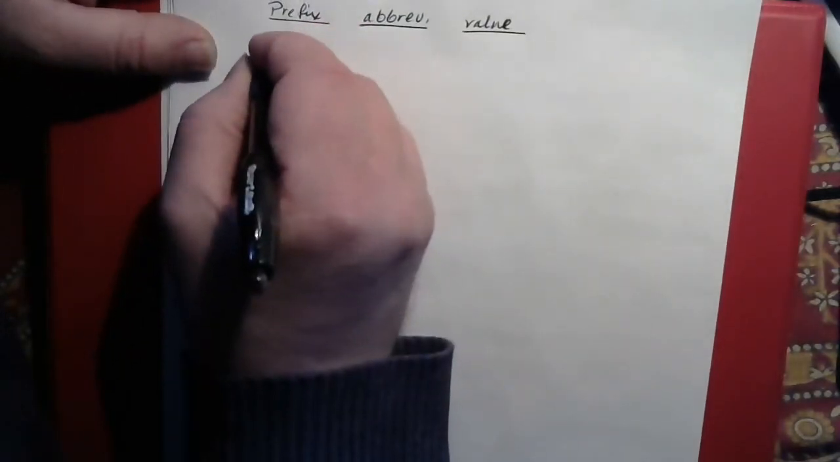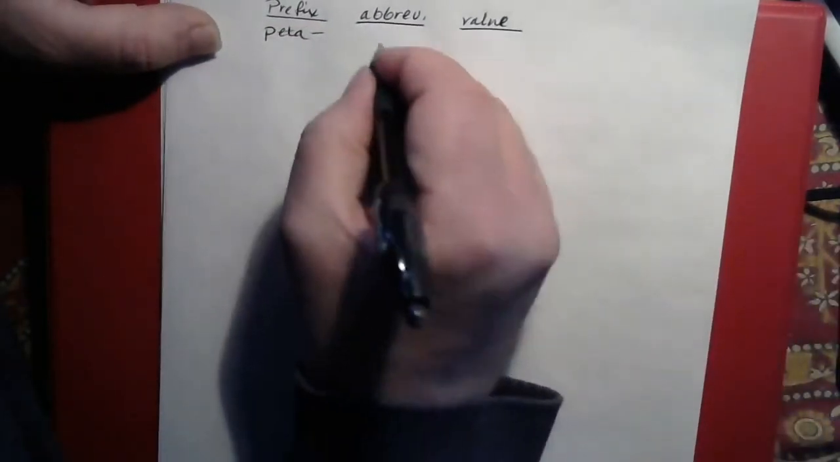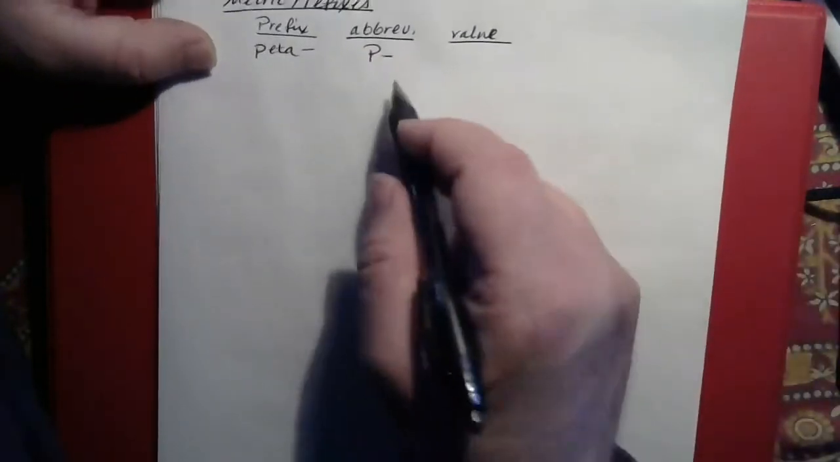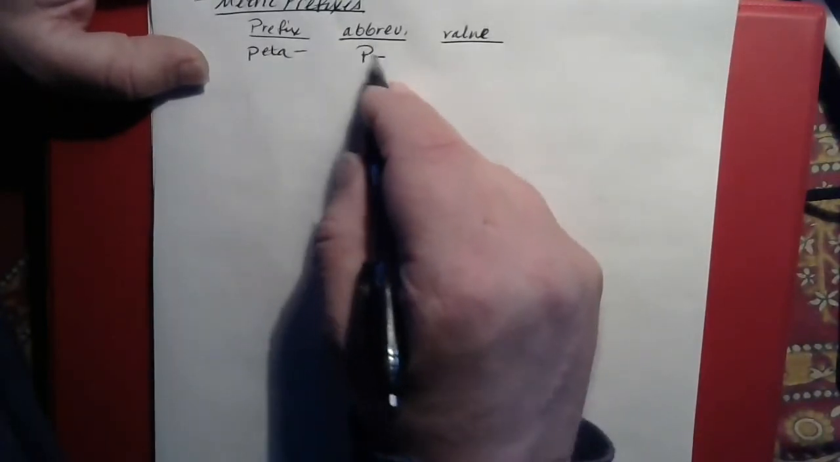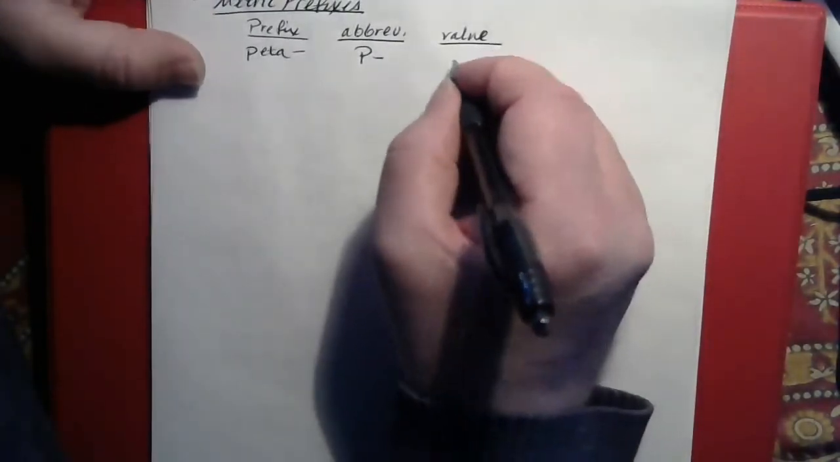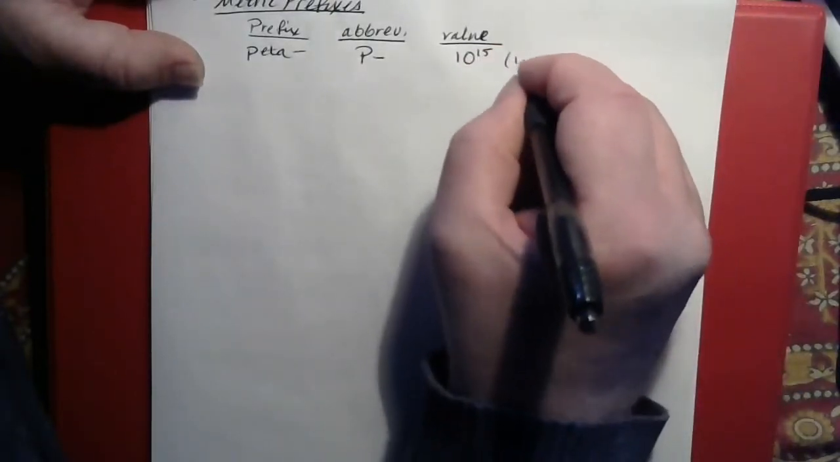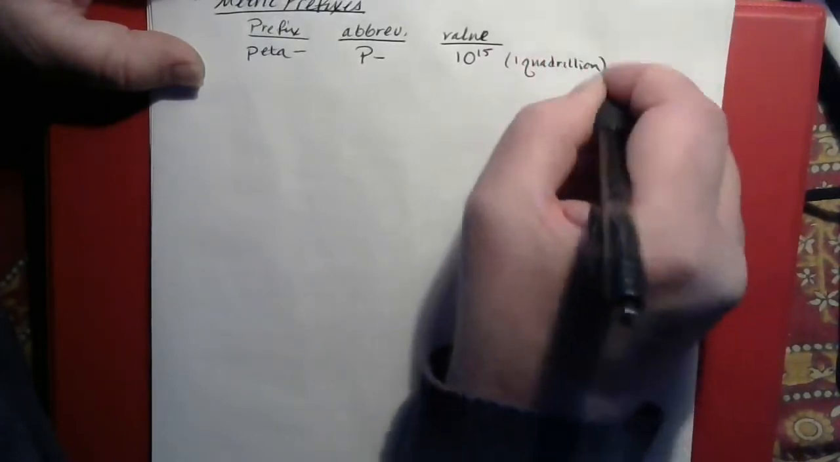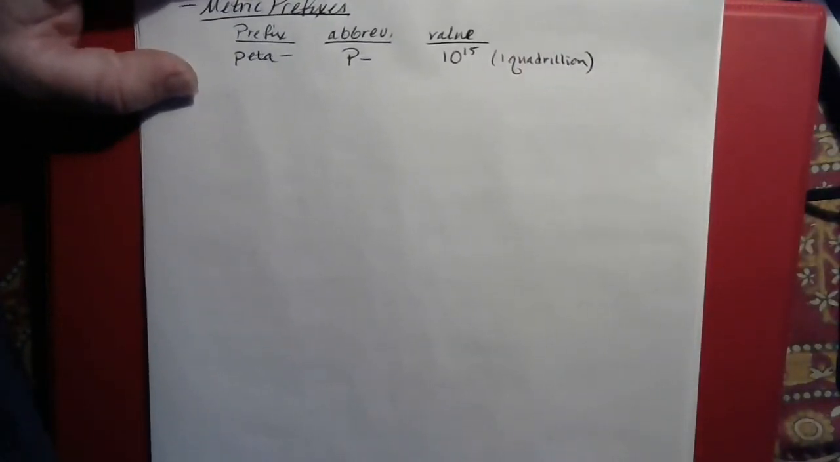So the top one that we really need to be concerned about would be peta. The symbol for that is capital P, followed by the abbreviation for the base unit. So petameters would be capital P, lowercase m. And the value of that would be 10 to the 15th. 10 to the 15th is 1 quadrillion, if you really want to know.